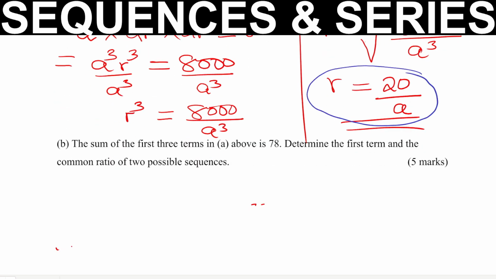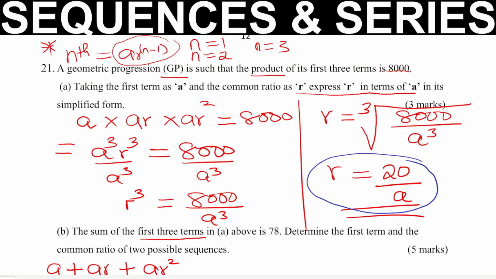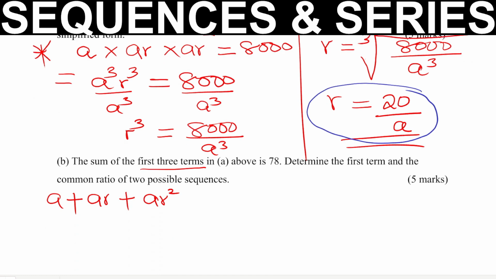Part B, the sum of the first three terms in A above is 78. Determine the first term and the common ratio of the two possible sequences. So how do you get the first term and the common ratio? Given the sum of the first three terms, the terms are A plus AR plus AR squared. Those are the first three terms, we get them from here. The sum means when you add them, you should get 78.